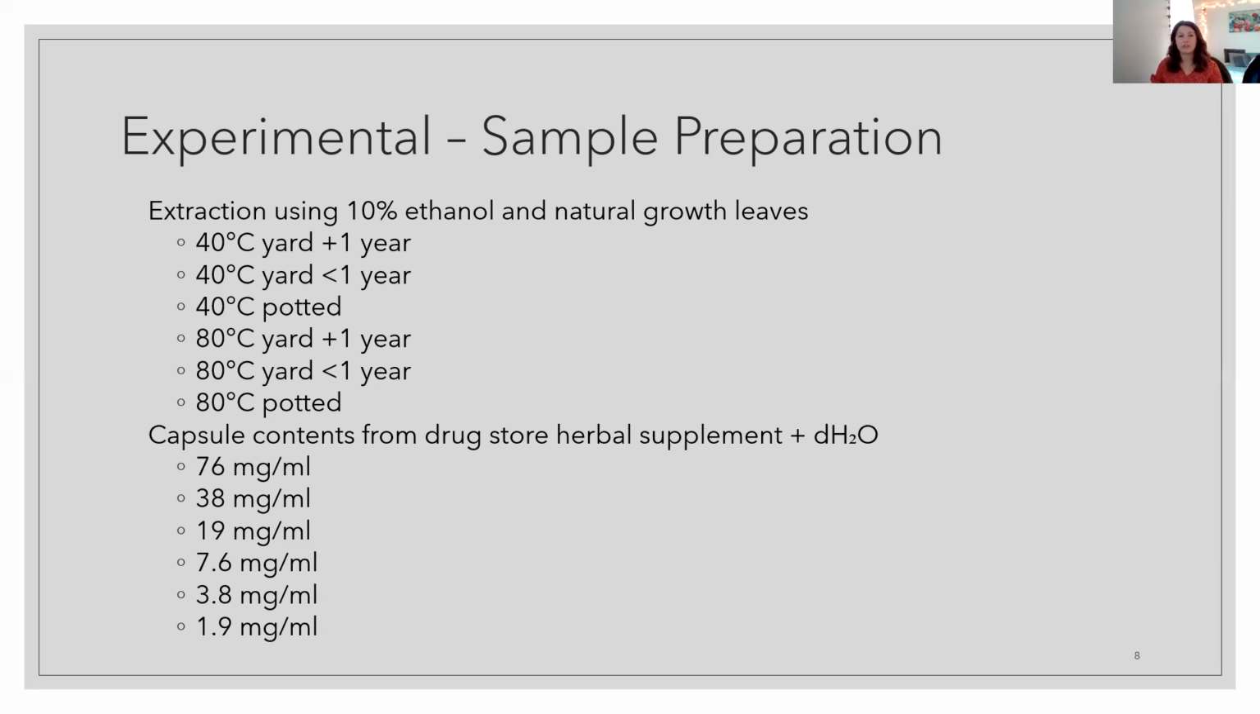How we made those solutions was we mixed the capsule contents, so not the capsule, but just the inside contents, which was pure Echinacea, with distilled water. We made the 76, 38, and 19 concentrations, and then did a dilution to get the 10th of that.